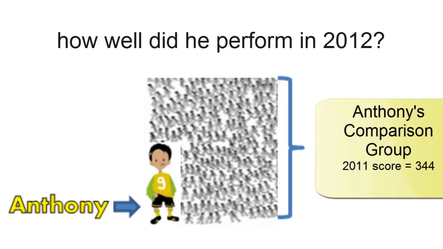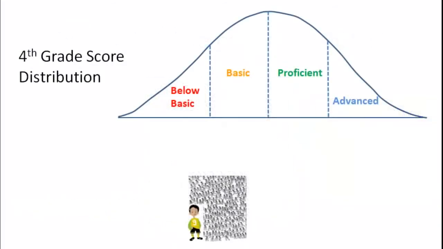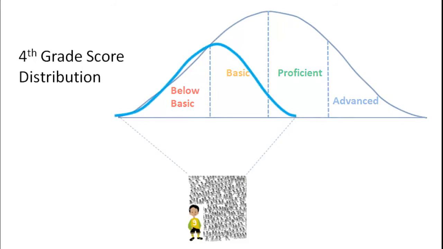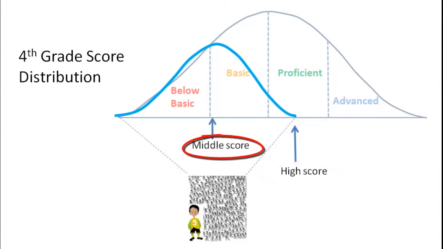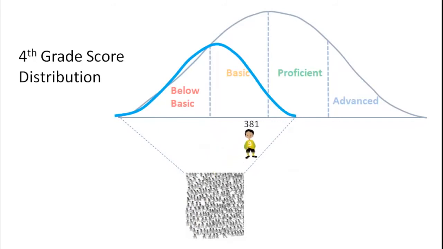What we want to know is, relative to his comparison group, how well did Anthony perform in the next year, the 4th grade? Here we can see the distribution of 4th grade test scores for Anthony's comparison group. You can see that this is an overall lower performing subgroup of students relative to the statewide distribution. The highest scoring student met standard, but the middle scorer of Anthony's comparison group is on the border of below basic and basic. Recall that in this year, Anthony scored a 381. Although Anthony is below standard in the state distribution, he's definitely above the middle score within his comparison group.